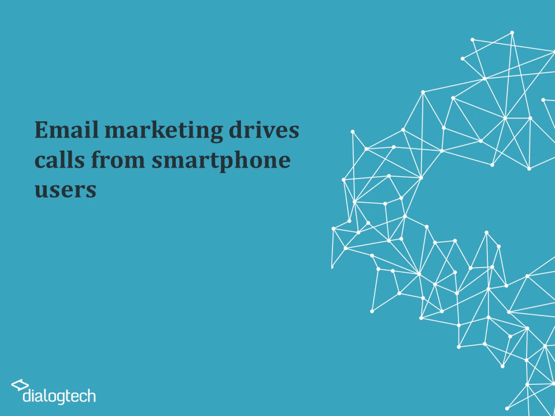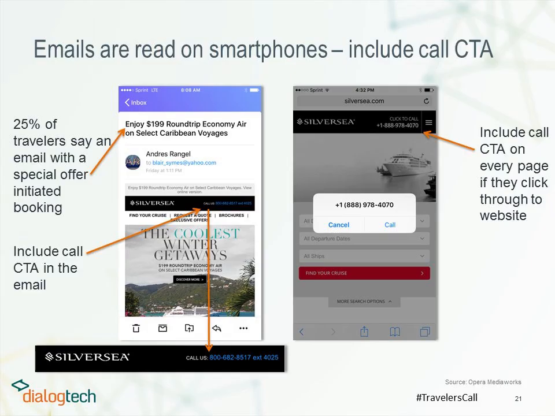So I do want to touch on one example for email and why email is such a big deal now in the travel and hospitality industry to drive conversions. So, first, email is read predominantly on smartphones and tablets. 66% of email is now read on mobile. So when you're talking about email, make sure your email is optimized for mobile. And that includes having a prominent phone number, a clickable phone number, within your ads.